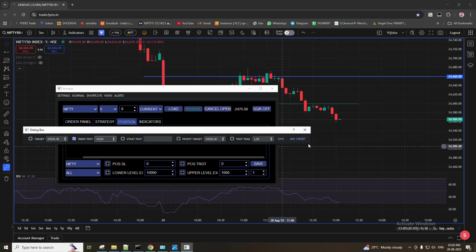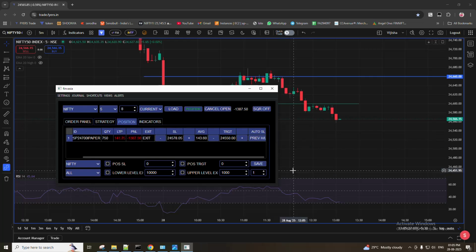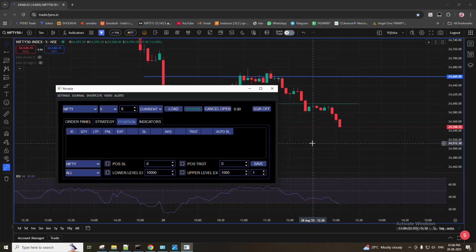Okay, 24550. Okay, our target got hit. I hope you all understand how to place index SL and target using our scalping software.